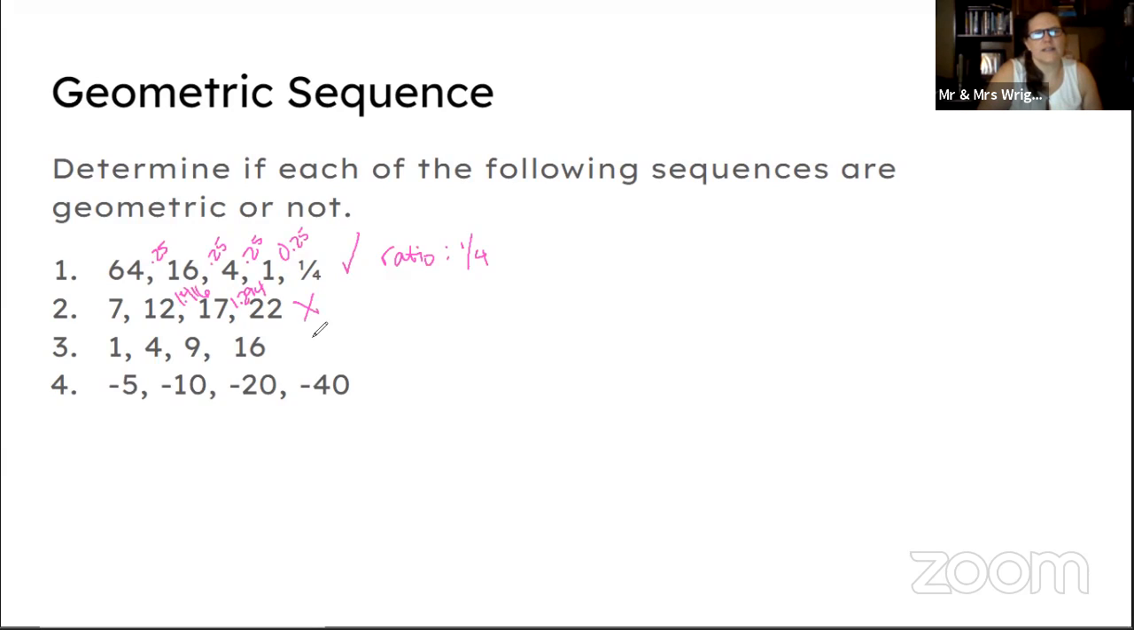So this already I can tell is not a geometric sequence because the ratios do not remain the same. They're not constant. So let's look at the next one.